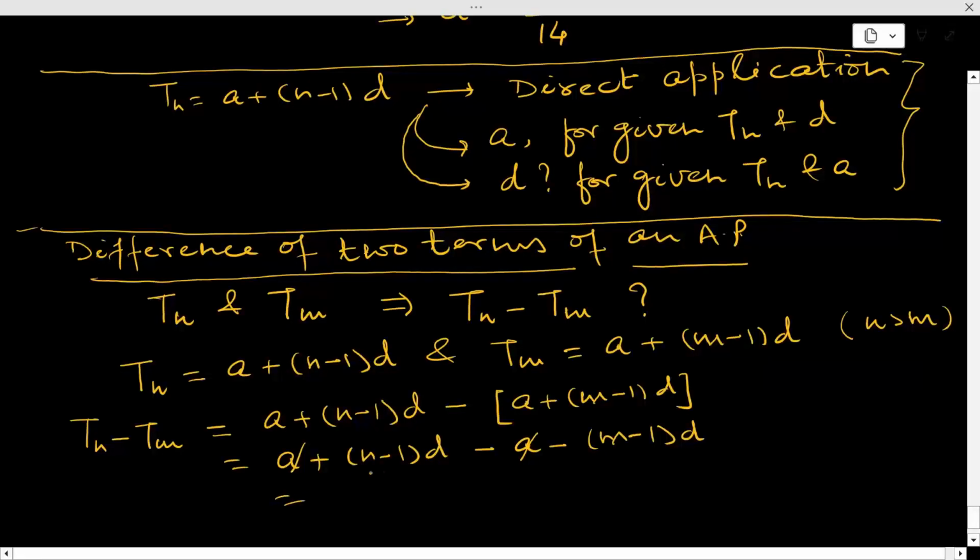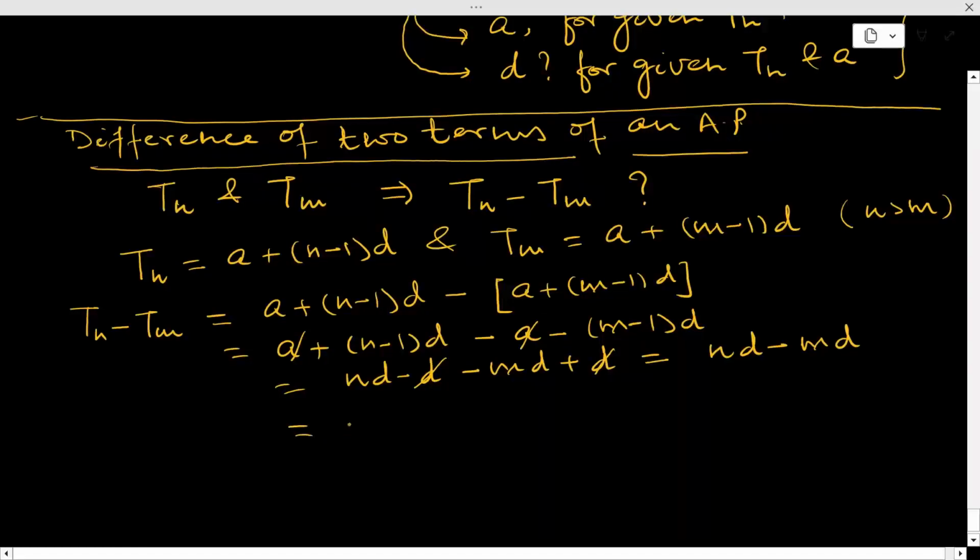and if you multiply this n minus 1 and d, you will have nd minus d minus md plus d. Plus, because here we have minus, so this minus and this minus will become plus. So now you can see that this is plus d and this is minus d, the same value with opposite sign, so we can easily cancel this out. So we are left with nd minus md.